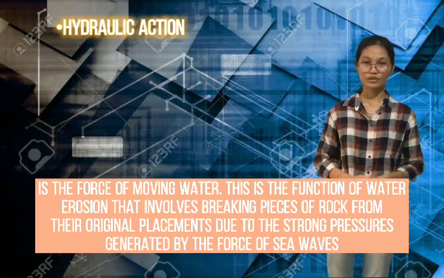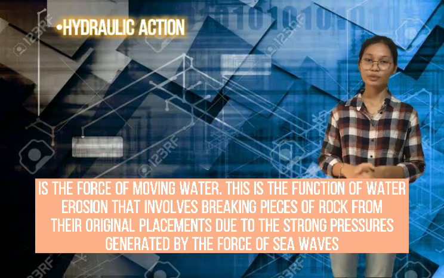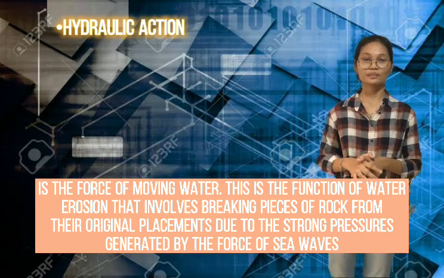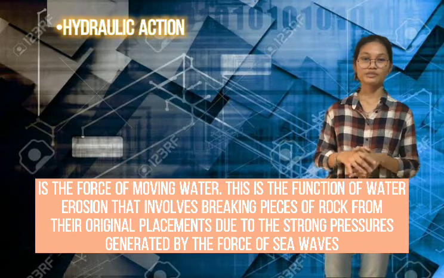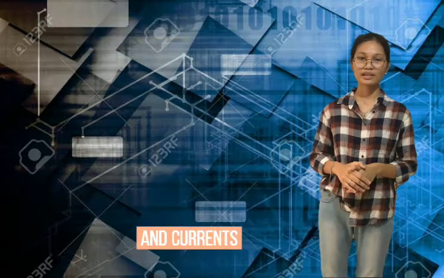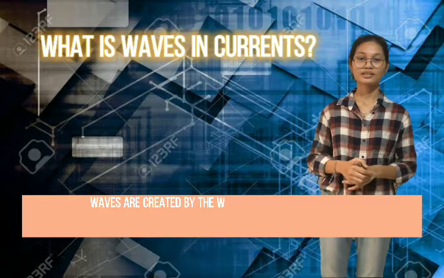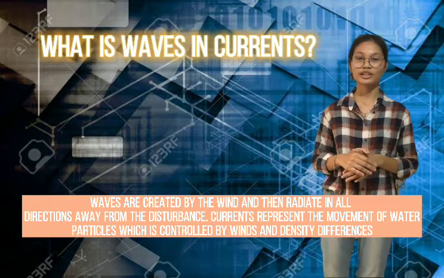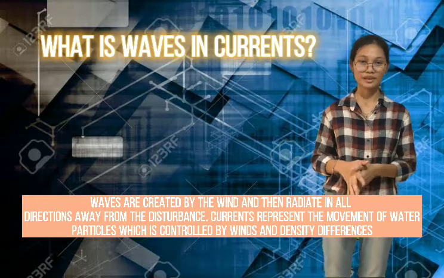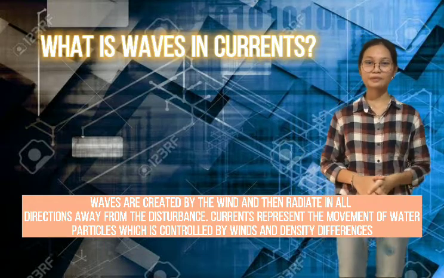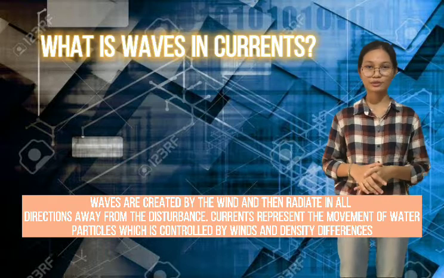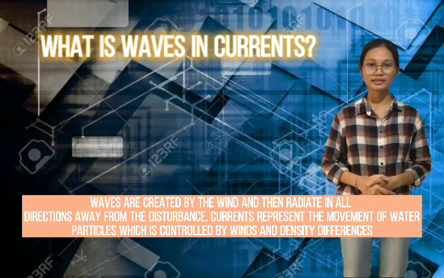This is the function of water erosion that involves breaking pieces of rock from their original placements due to the strong pressure generated by the force of sea waves and currents. So what are waves and currents? Waves are created by the wind and then radiate in all directions away from the disturbance. Currents represent the movement of water particles, which is controlled by winds and density differences.